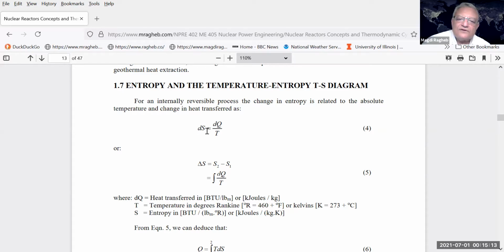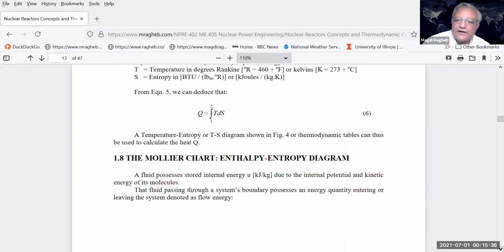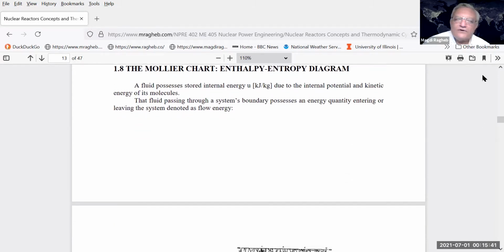This is a change in the heat addition divided into the absolute temperature in kelvins. If you can say dS is equal to dQ over T, then delta S, or S2 minus S1, can be written as the integral of dQ over T. So you can deduce from that equation that Q is equal to the integral of T dS from point 1 to point 2 on the TS diagram. And first, if you have any thermal book, you'll find that in the back of it, there is some kind of a folder that contains a large chart. And this is called the Mollier chart.